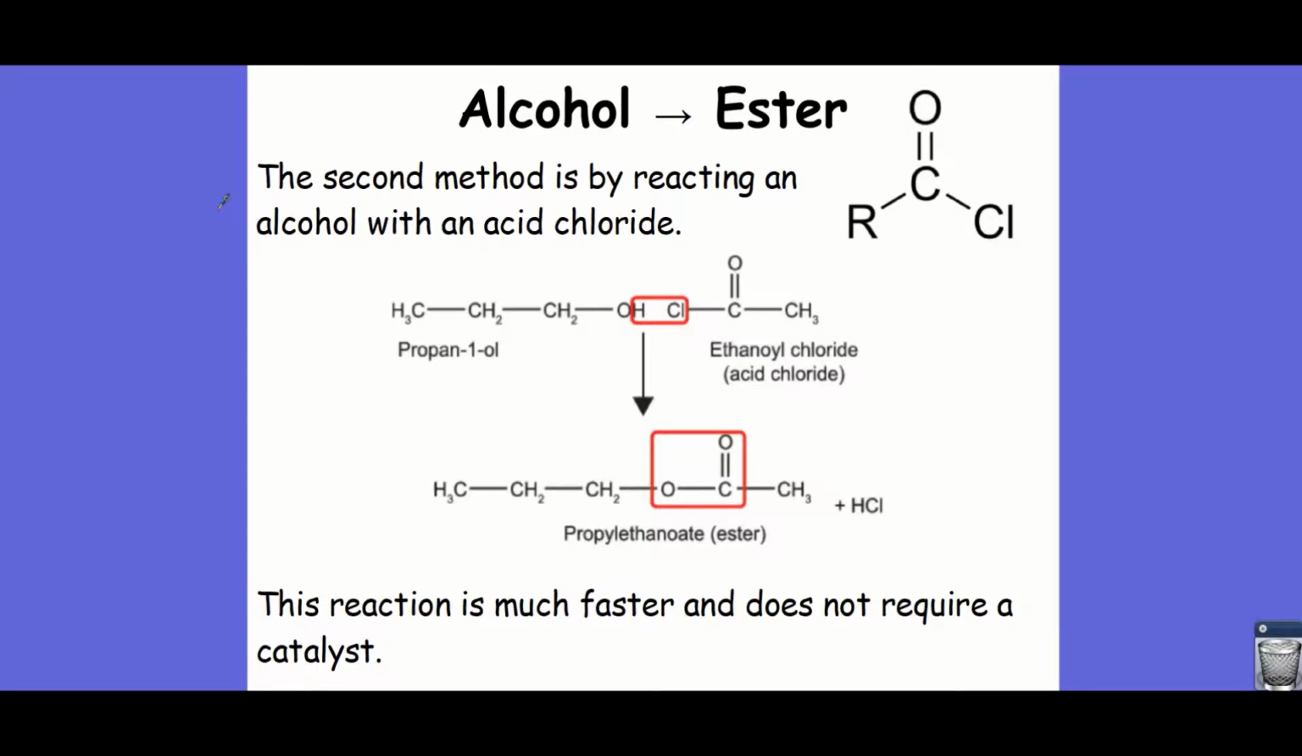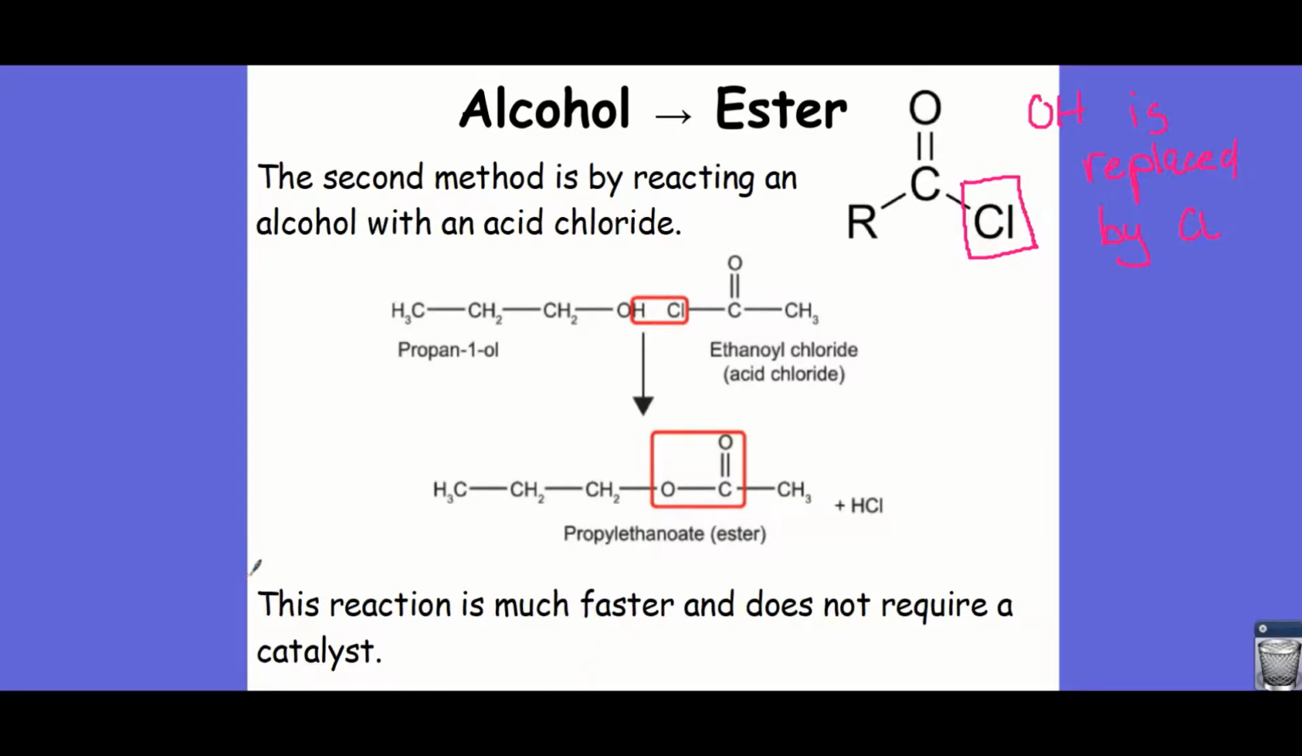So the second way of forming an ester from an alcohol is using this new compound to you. This is an acid chloride, and instead of an OH group, which would give you a carboxylic acid, we have a chlorine. So your OH is replaced by Cl. This is called an acid chloride, and it reacts in exactly the same way as the alcohol would react with a carboxylic acid, but the reason this is actually a more commonly used method is that it is much faster and it does not require a catalyst, whereas the other one does.